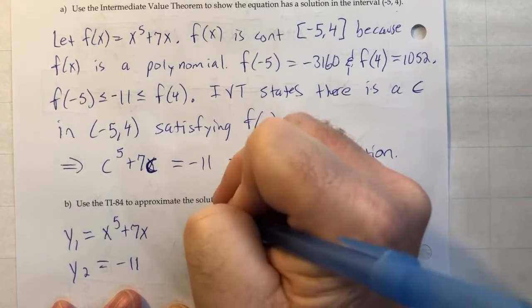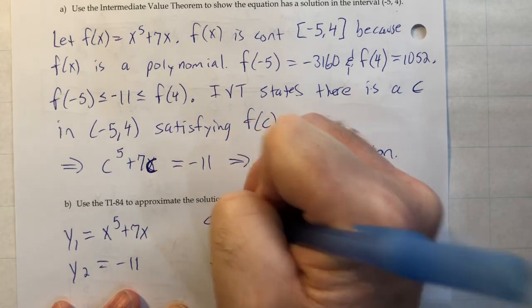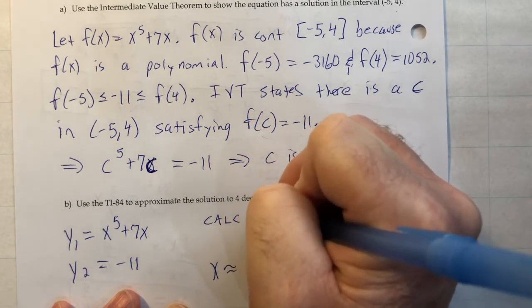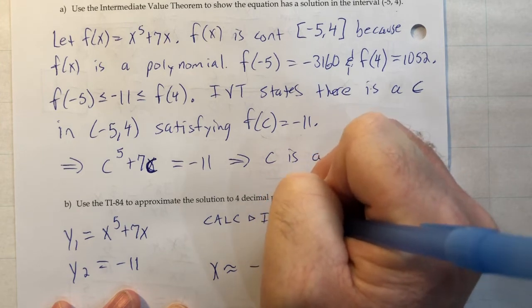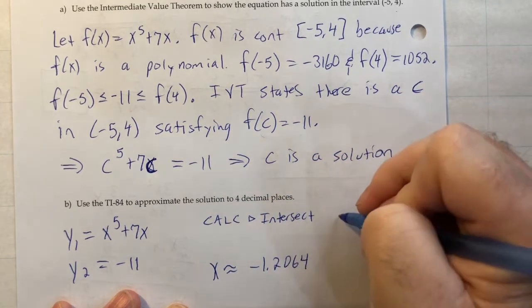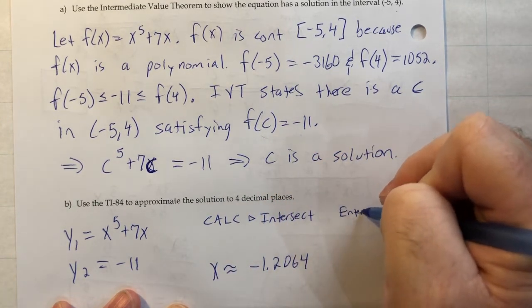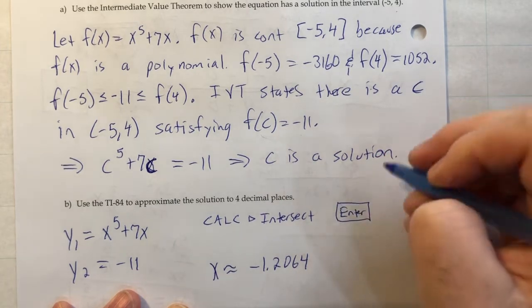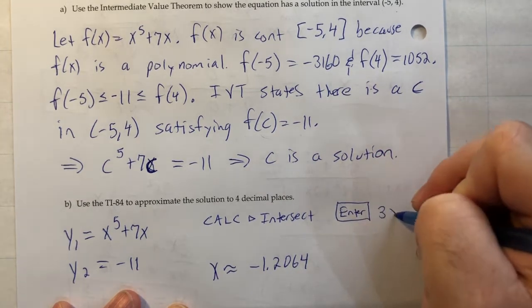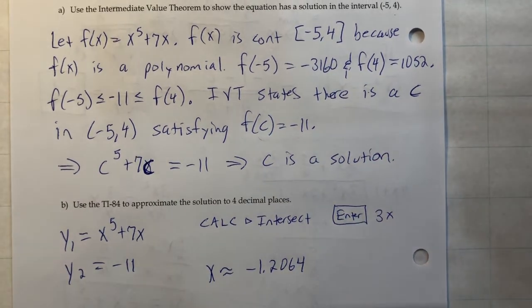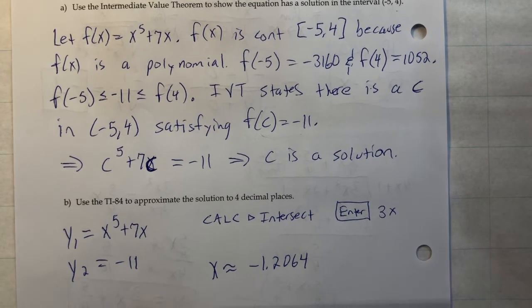And again, to get that, I went into the calc menu and I used the intersect function. And to carry that out, you ended up having to press the enter button 3 times. Once to say yes to the first equation, once to say yes to the second equation, and then once to accept a guess. All right, there we go.